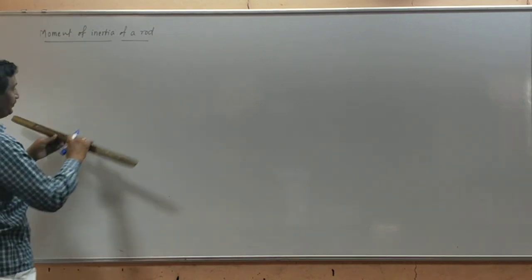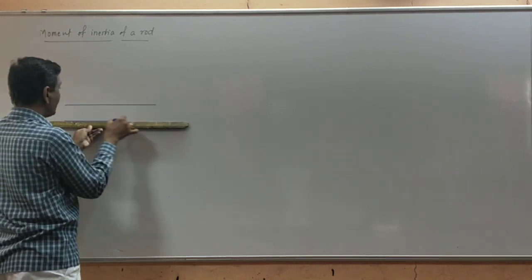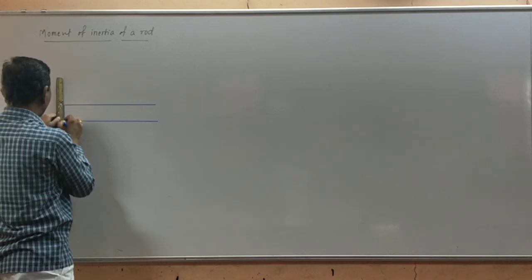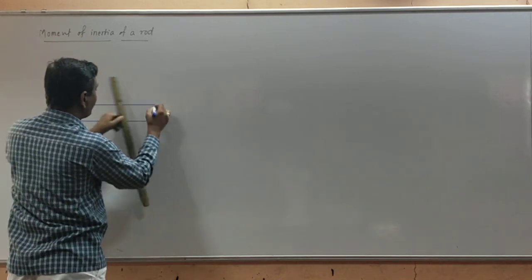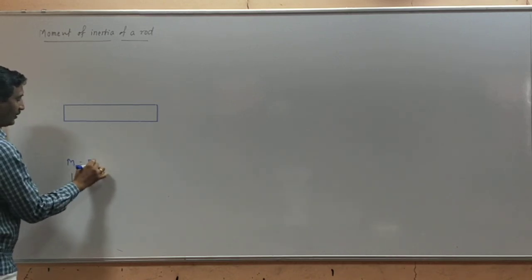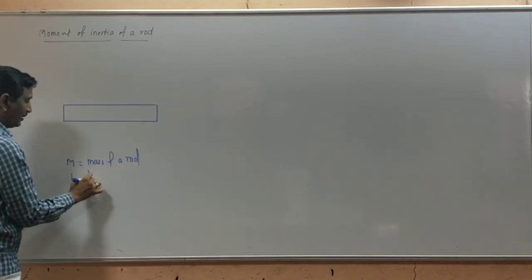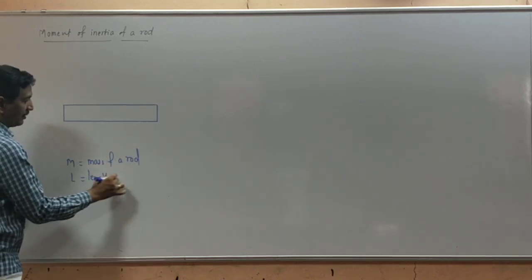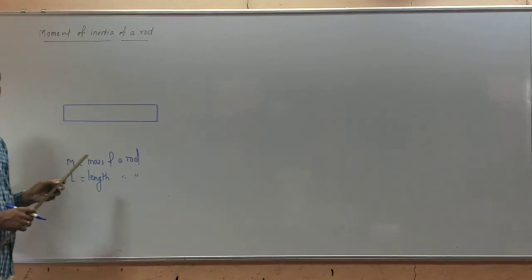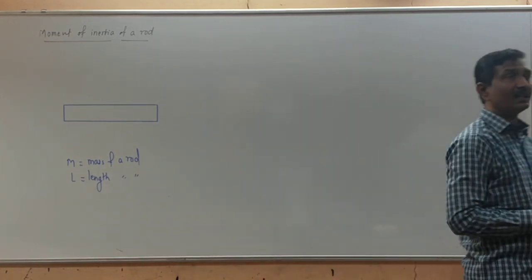So we consider here a rod of mass capital M and capital L is the length. So the mass of the rod is capital M and capital L is the length of the rod. So the question is, what is the moment of inertia of this rod about the different axes?